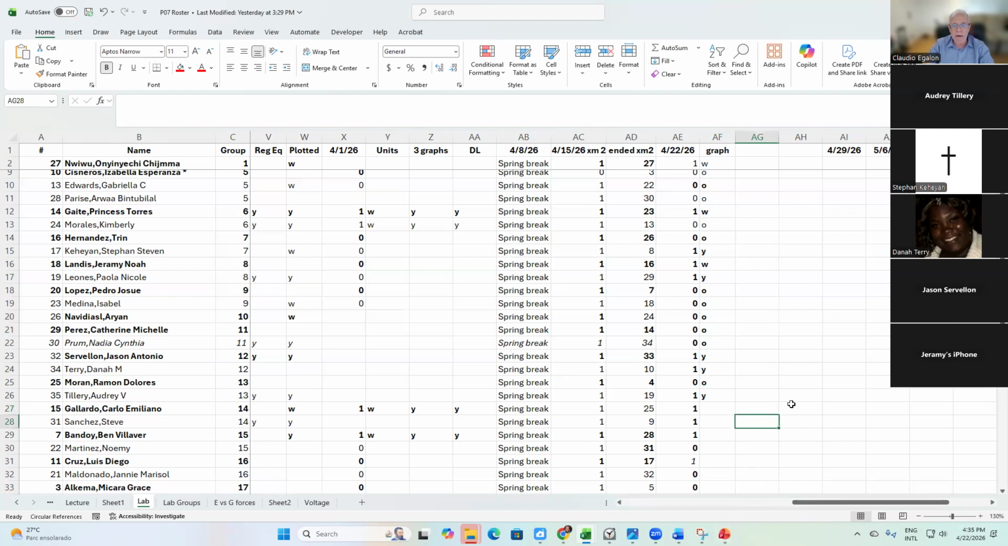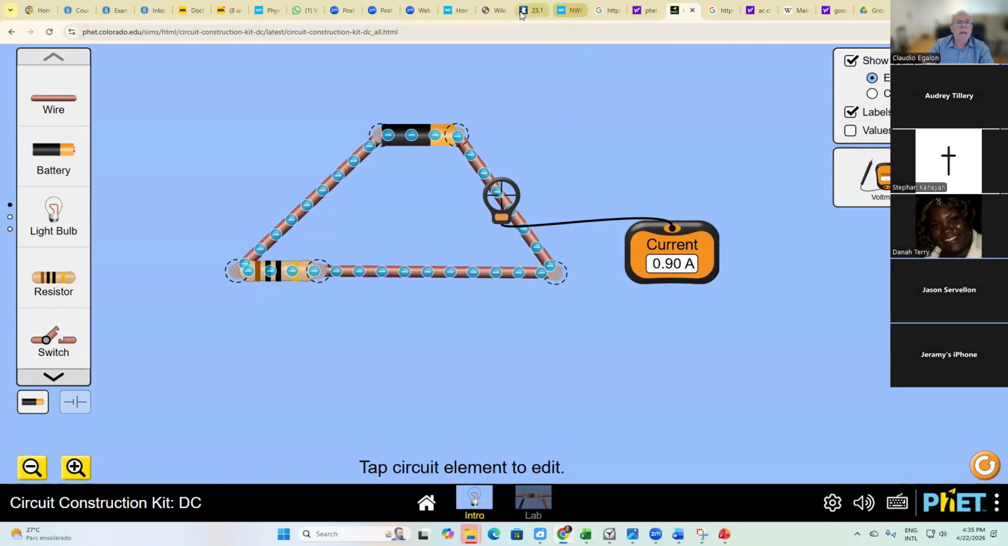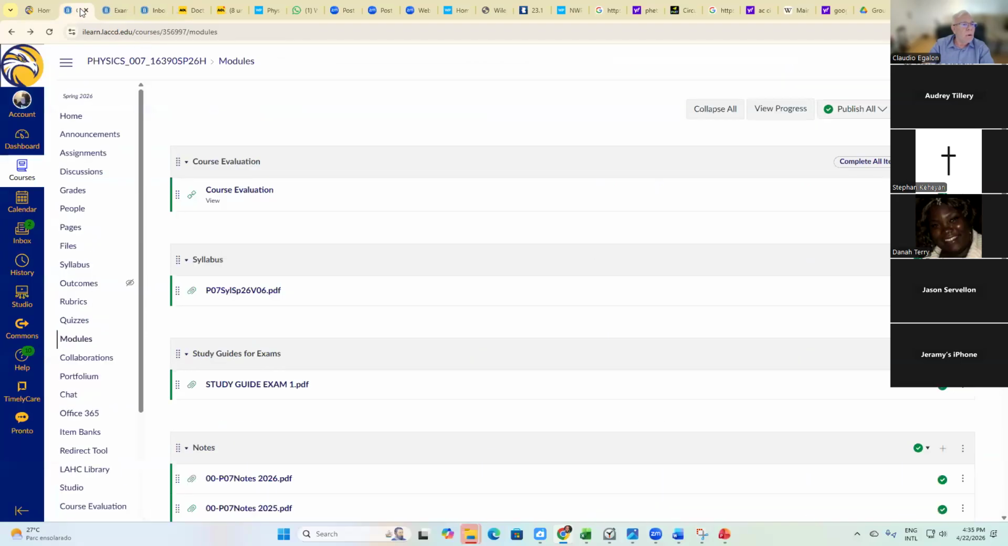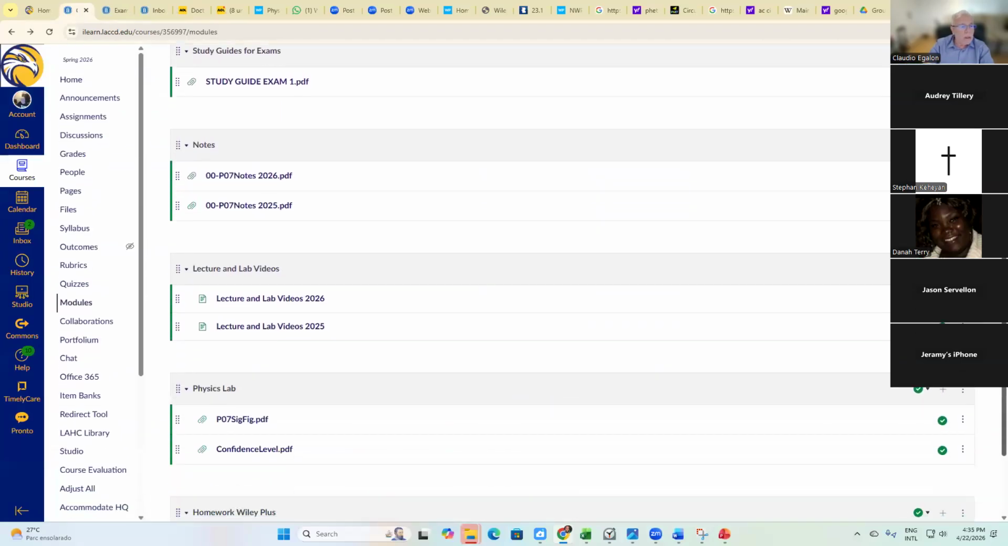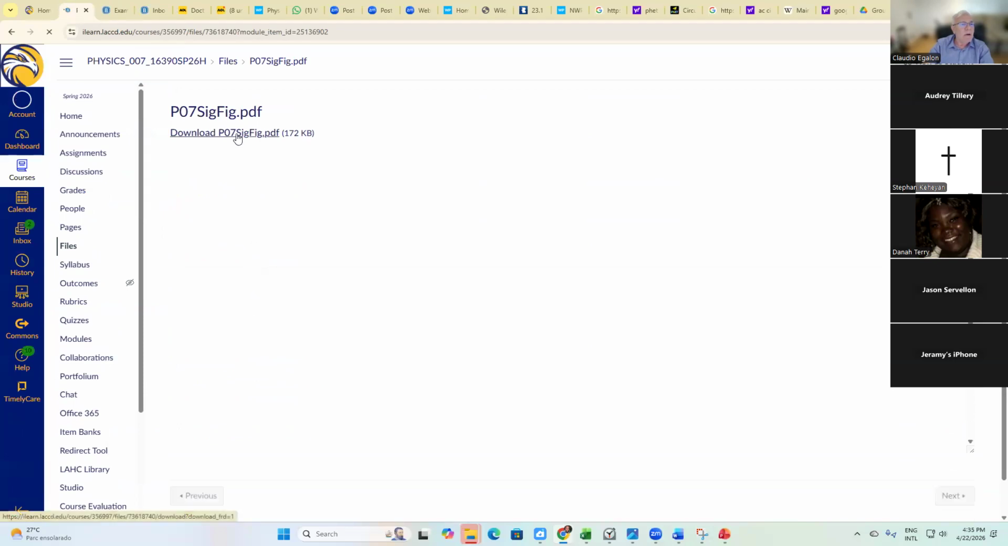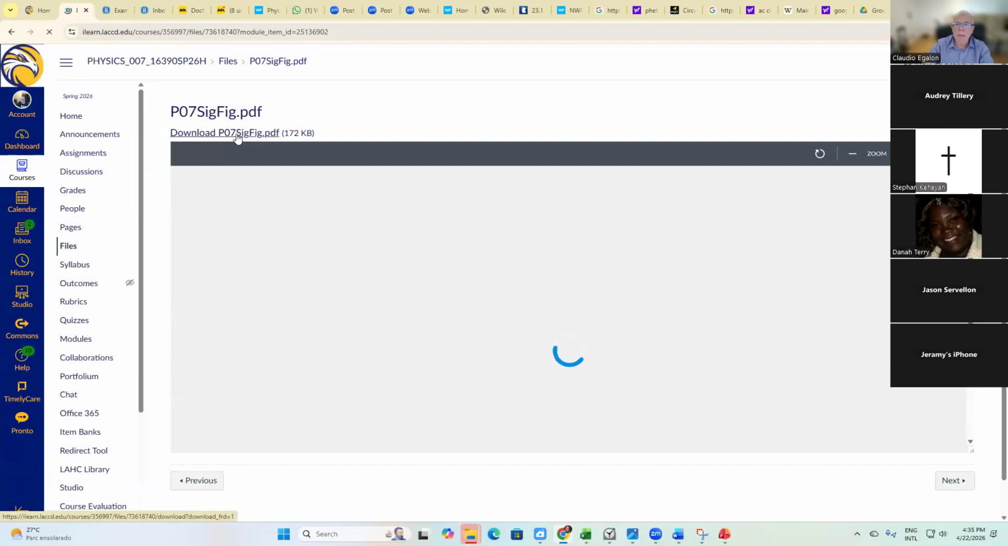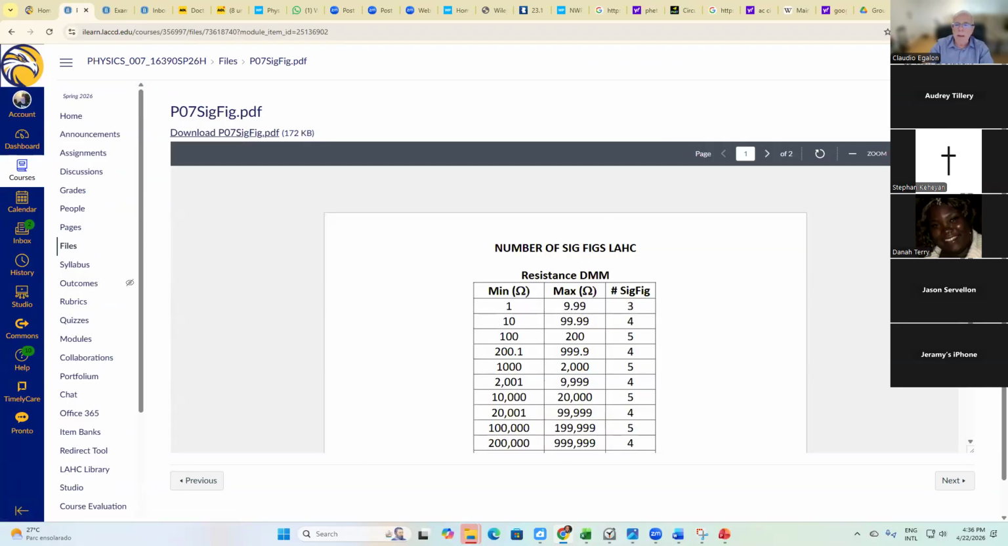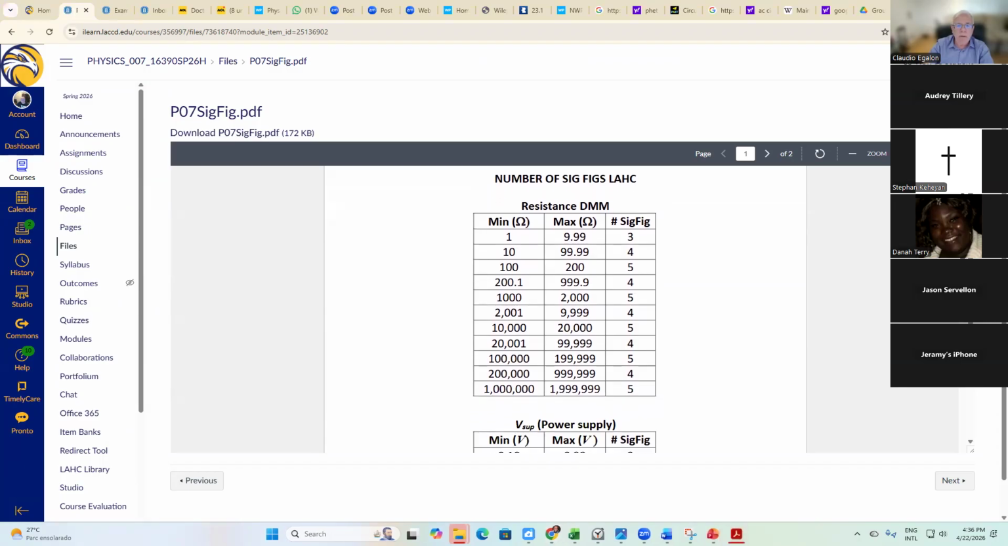Okay. Oh yeah, we are gonna get there. It is the significant figures. Let me give you the answer right now. You use that table, the P07 sig figs. You have to use that table where it says current. It depends. Okay, so here you go. Download it. The table, not the resistance.